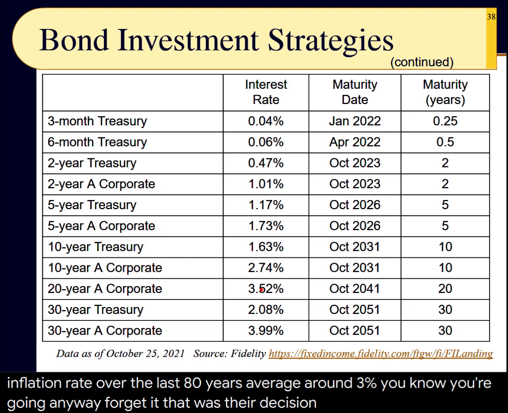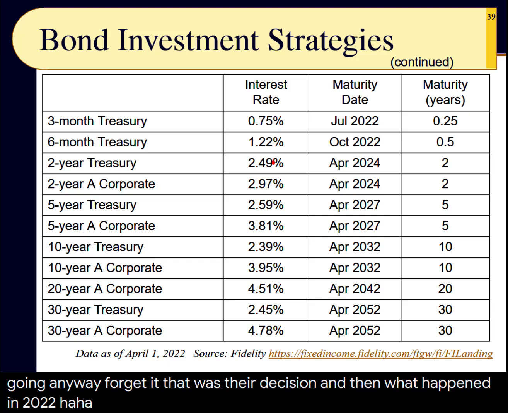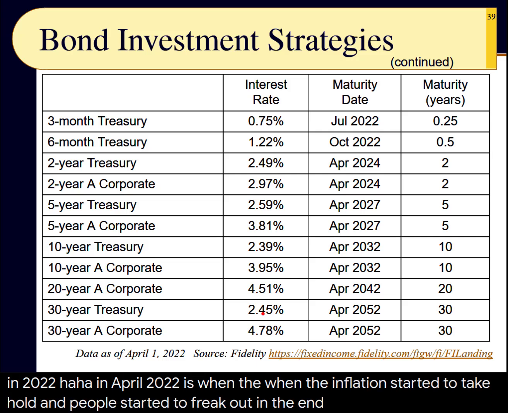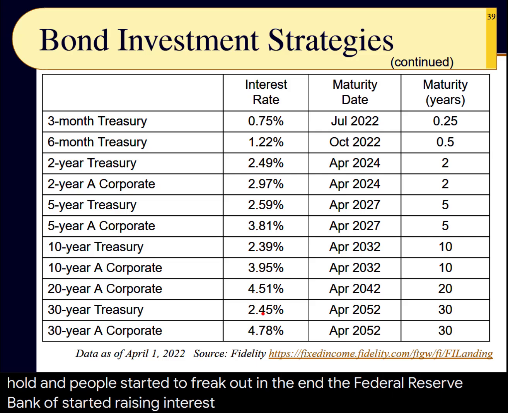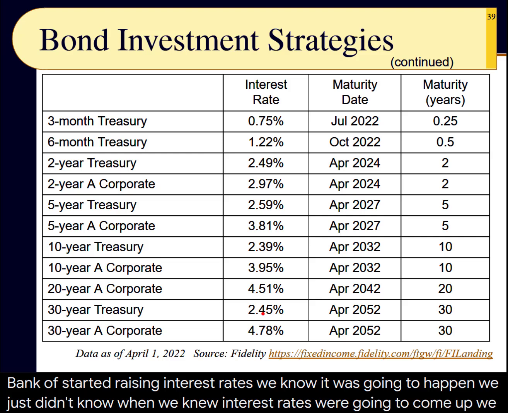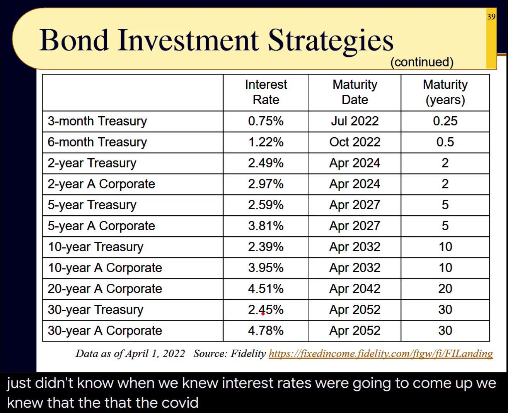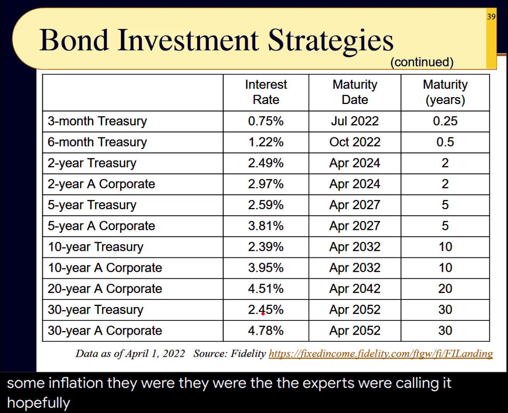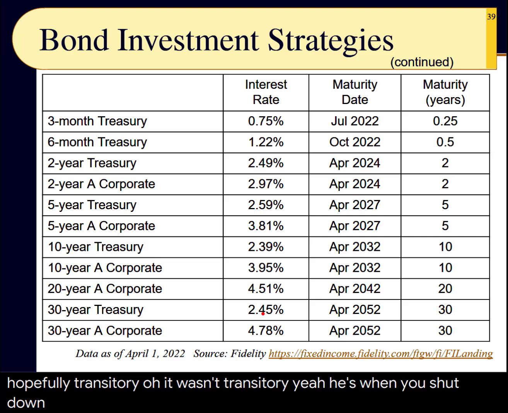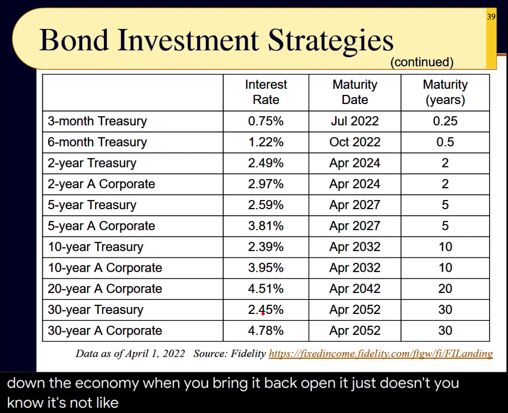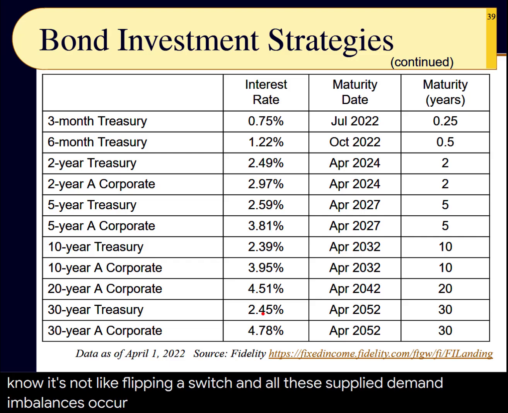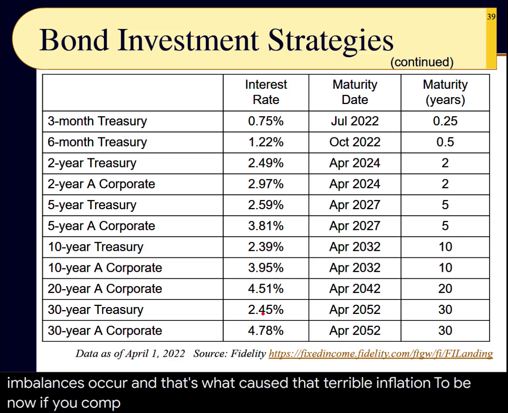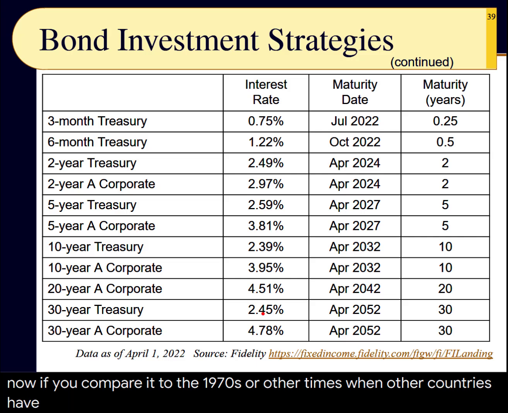That was their decision. And then what happened in 2022? Aha! In April of 2022 is when the inflation started to take hold and people started to freak out, and the Federal Reserve Bank started raising interest rates. We knew it was going to happen. We just didn't know when. We knew the COVID closure of the economy was going to spark some inflation. The experts were calling it hopefully transitory. Oh, it wasn't transitory. Because when you shut down the economy, when you bring it back open, it's not like flipping a switch. All these supply-demand imbalances occur, and that's what caused that terrible inflation. And it really wasn't as bad as we make it out to be now, if you compare it to the 1970s or other times when other countries have had really bad inflation.